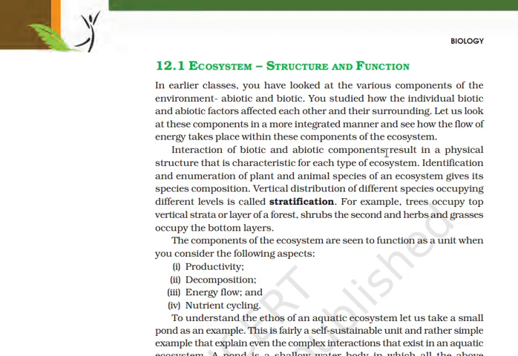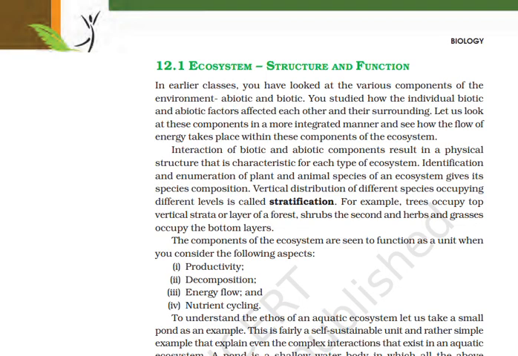Interaction of biotic and abiotic components results in a physical structure that is characteristic for each type of ecosystem. Identification and enumeration of plant and animal species of an ecosystem gives its species composition. Vertical distribution of different species occupying different levels is called stratification. For example, trees occupy the top vertical strata, or layer, of a forest, shrubs the second, and herbs and grasses occupy the bottom layers. The components of the ecosystem are seen to function as a unit when you consider the following aspects: productivity, decomposition, energy flow, and nutrient cycling.